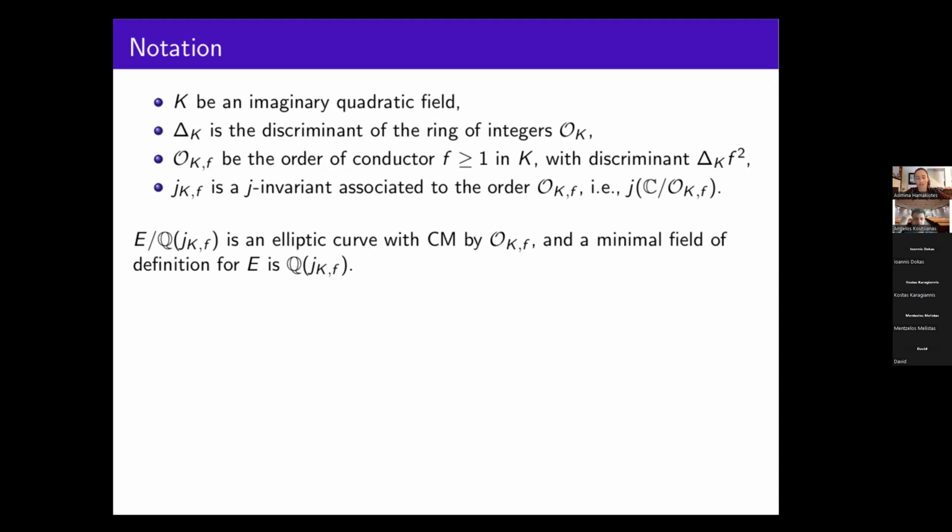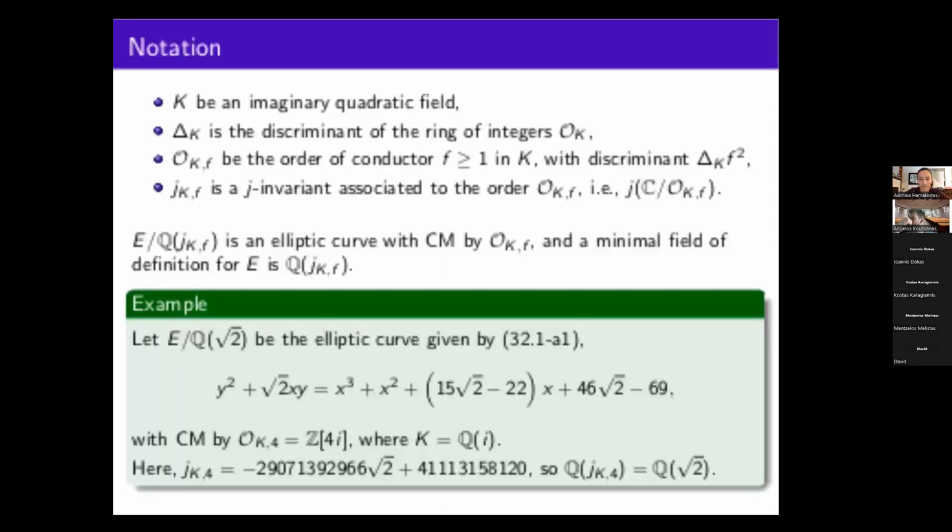The reason we're studying this over the minimal field of definition is because you can always make that field big enough that this extension becomes abelian. So we're just interested in what happens over the minimal field of definition.